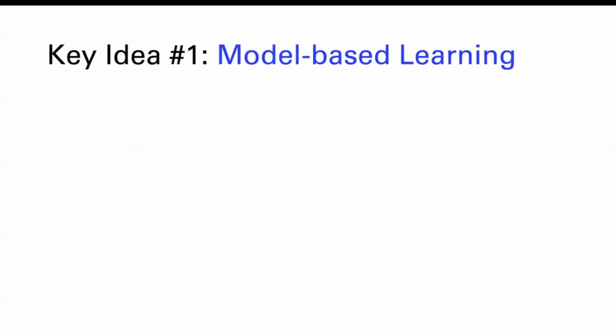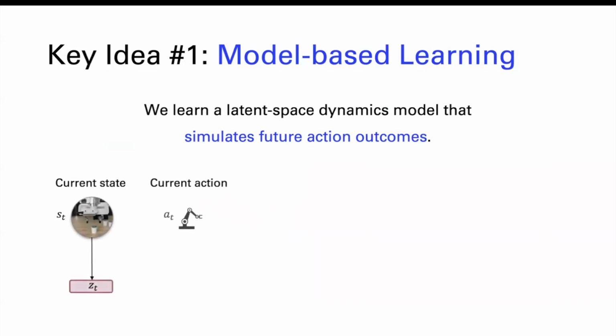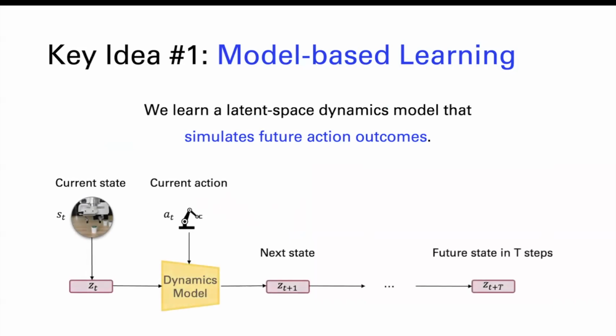We now present two key ideas that enable this design. Our first key idea is to adopt a model-based approach to enable future error prediction. We would like the runtime monitoring algorithm to preempt potential errors in the future. To do this, we learn a latent space dynamics model that simulates future action outcomes. The dynamics model takes in the current state and the current action and outputs the next state. It does this iteratively to predict the future state in t time steps.